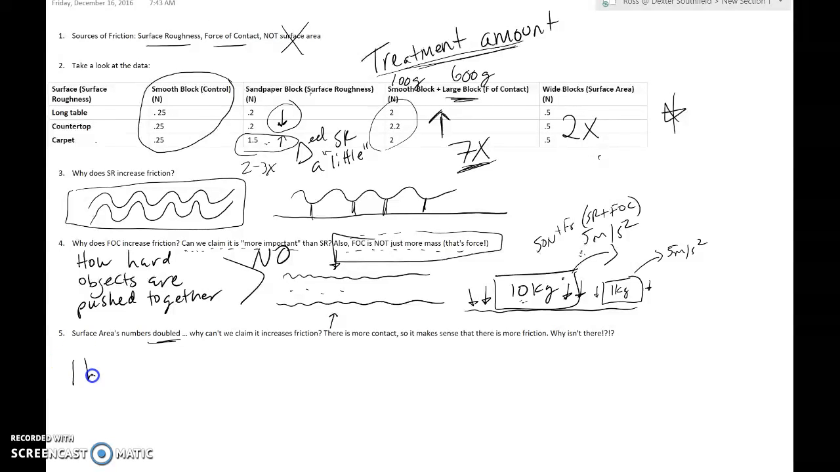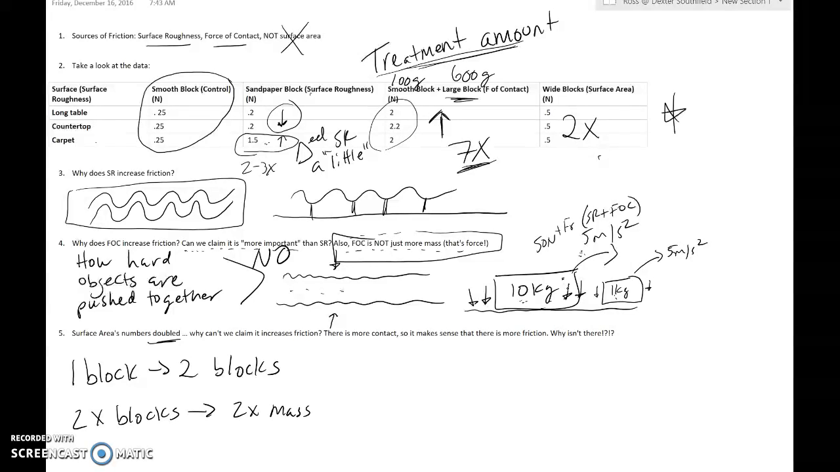We went from 1 block to 2 blocks. And by doubling the number of blocks, 2 times the blocks, you should have 2 times the mass. So if you're having double the mass, it's going to take double the force to get that mass to move, right? If you have a 5 kilogram box or a 10 kilogram box, even in a frictionless world, that 5 kilogram box will be much easier to accelerate than the 10 kilogram box, just inherent to its mass.